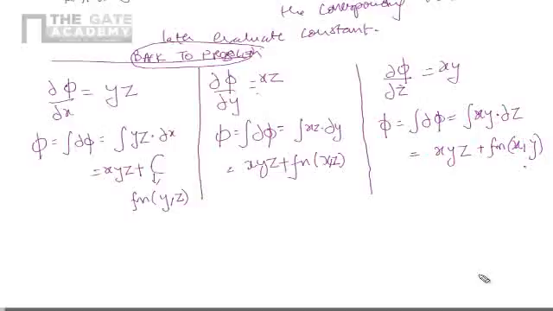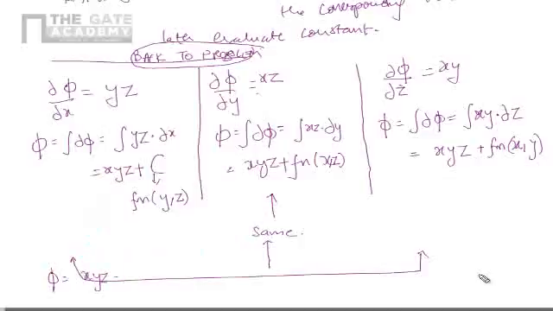But all these three φ's are same. Correct? Yes or no? All these three φ's are same, because we have evaluated the same thing here. That means what is φ? φ is going to be xyz plus a function. Let me write this clearly here. φ is nothing but xyz plus a function of yz.